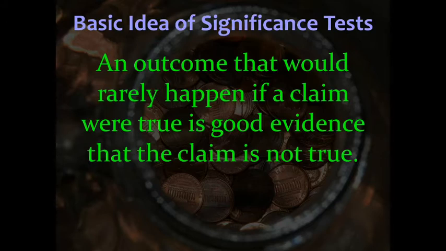So once again, the basic idea of a significance test, if you forgot, is that an outcome that would rarely happen if a claim were true is good evidence that the claim is not true. So something that would rarely happen if some claim were true is strong and good evidence that the claim itself is not true. Remember the free throw example where the guy said he was an 80% free throw shooter and only made 32 out of 50, and the chance of that happening was so small that either he was very unlucky or he was lying.